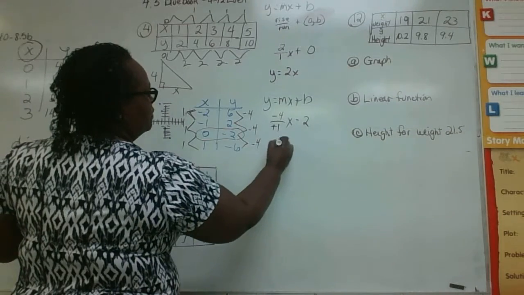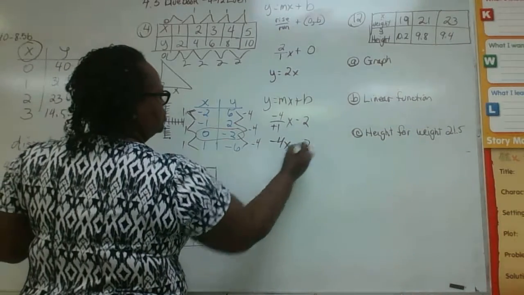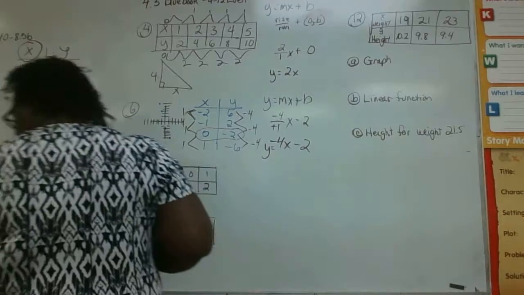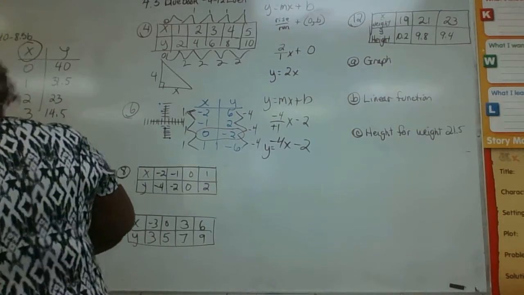So therefore, we have y equals negative 4x minus 2. That is our linear equation. And so there we are.